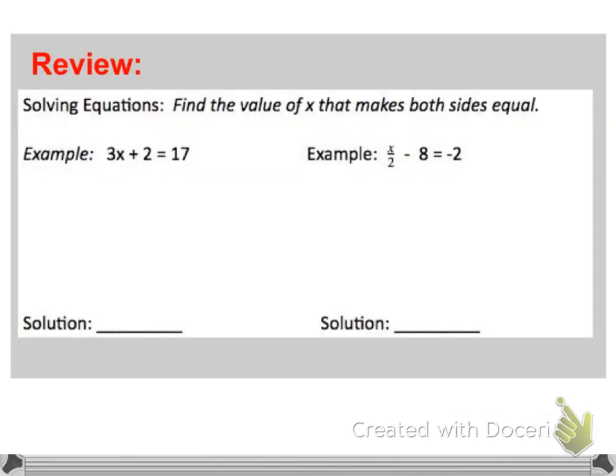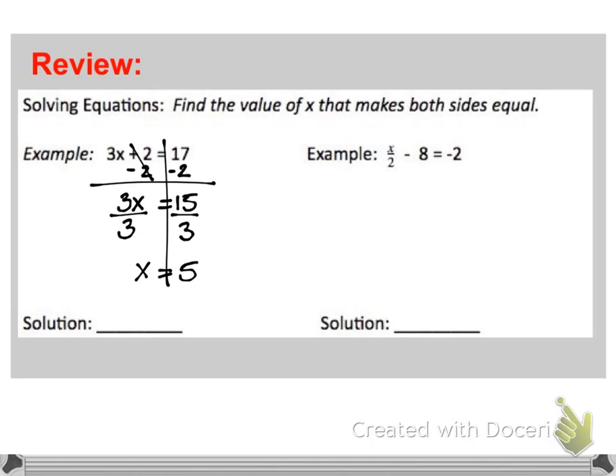Review, solving equations. Solving two-step equations, we're going to run through a really quick review before we do inequalities. When you're solving a two-step multiplication equation, you draw your line of equality down your equal sign. You first need to zero out your 2, which means you're going to subtract 2. And in order to keep equality, you must do the same thing on the other side. 3x is going to be equal to 15. In order to undo the multiplication, you need to divide by 3, which means you need to do the same on both sides. X is going to be equal to 5.